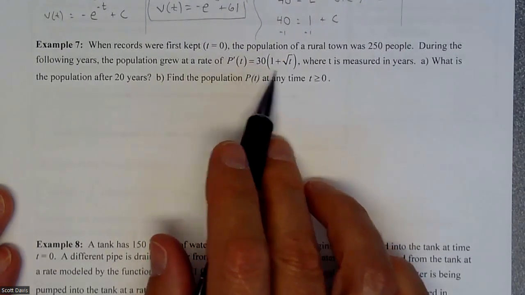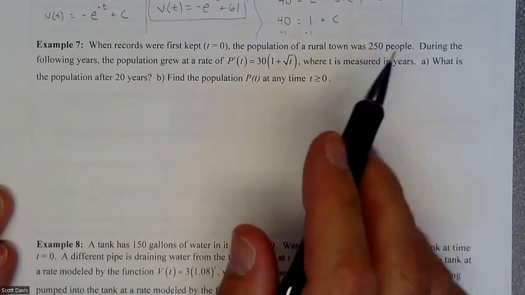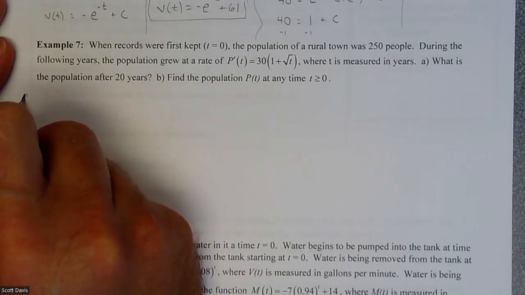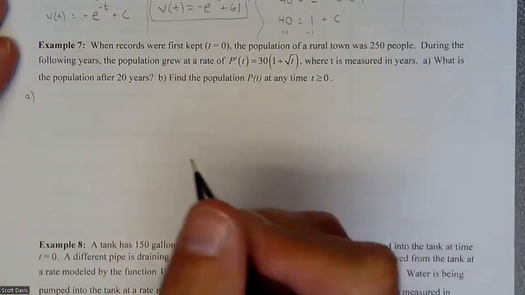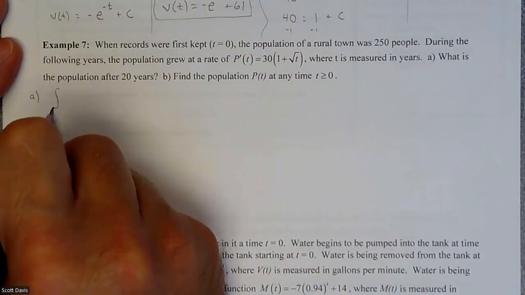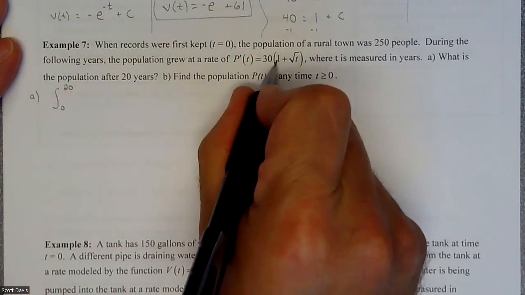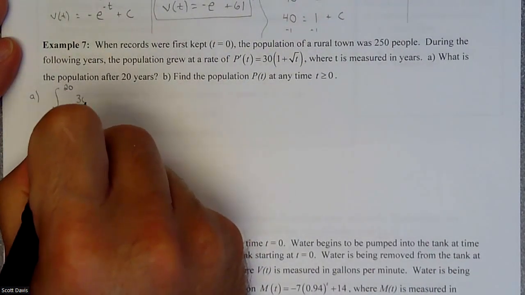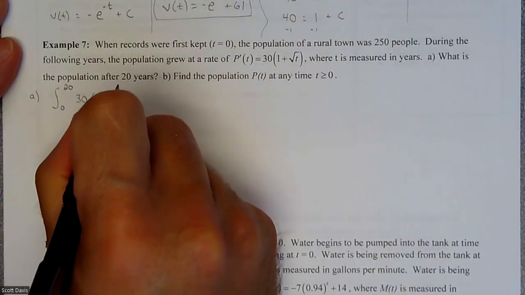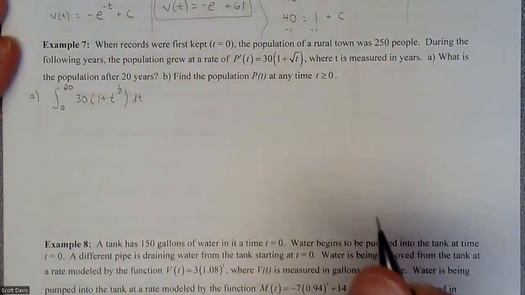This is the rate. So if we want to figure out what our new population is, first thing is, if we want to figure out what the population is in 20 years, we don't have an equation for it, but that doesn't mean we can't figure it out. We're going to find the area under the curve from 0 to 20 on this 30 times 1 plus t to the 1/2 power. I'm going to do that.